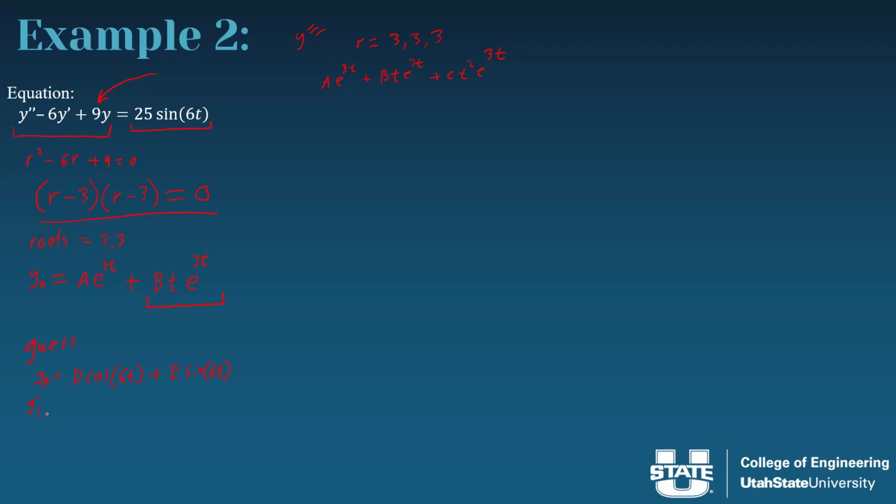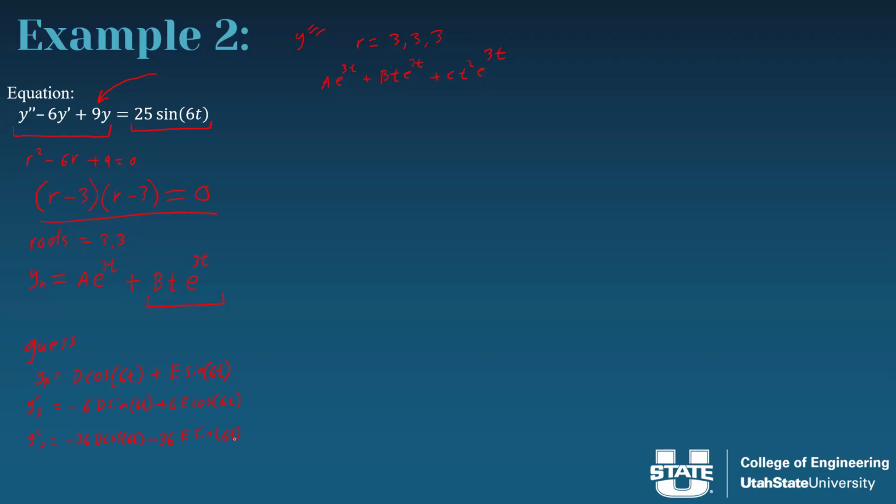So y prime is equal to negative 6d sine of 6t plus 6e cosine of 6t. And then the second derivative is going to be equal to minus 36d cosine of 6t minus 36e sine of 6t. Is everybody up to this point? Everybody understand? Okay, cool. All right, so now let's substitute these into this equation.